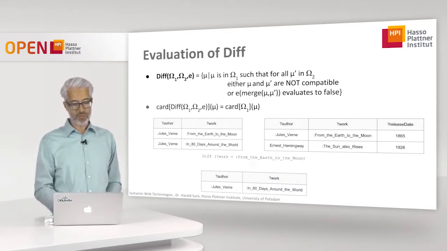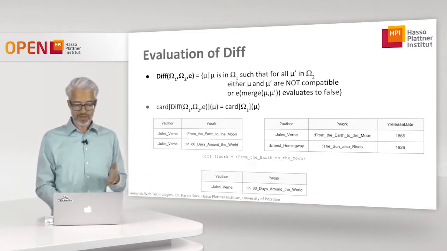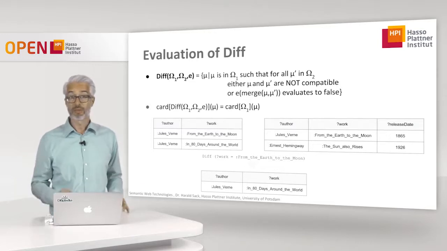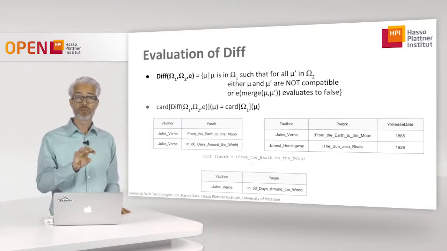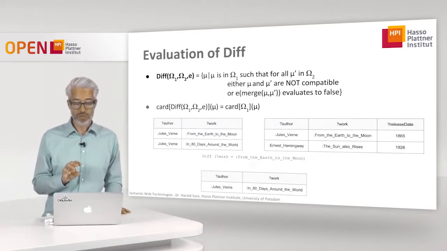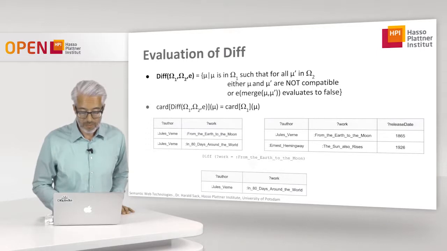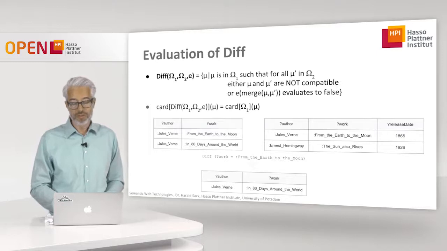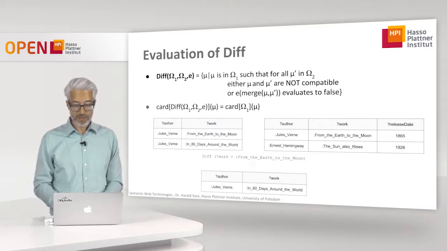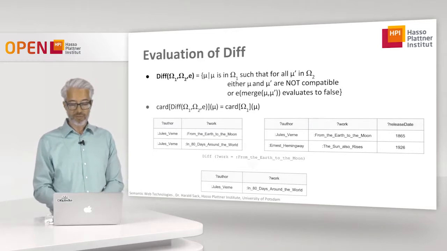What do we have here? We have two tables, omega 1 and omega 2. Again, we have author and work, and author, work, and release date. So it's the same example, with the same tables as before. Now we want to compute the difference of both of them. We want to subtract, in quotes, the second one from the first one under the constraint that the work equals From the Earth to the Moon. So this should also be subtracted. What we do here is try to identify From the Earth to the Moon.